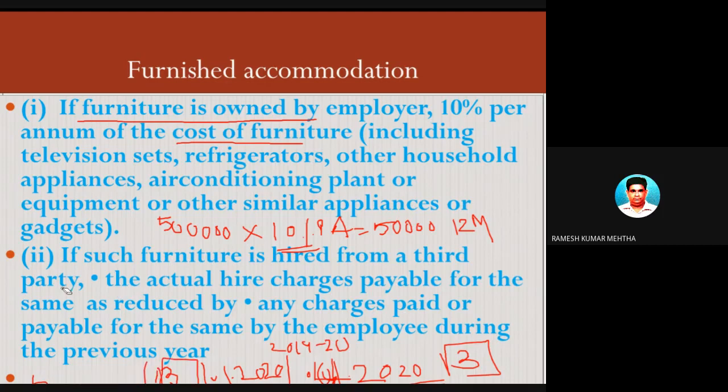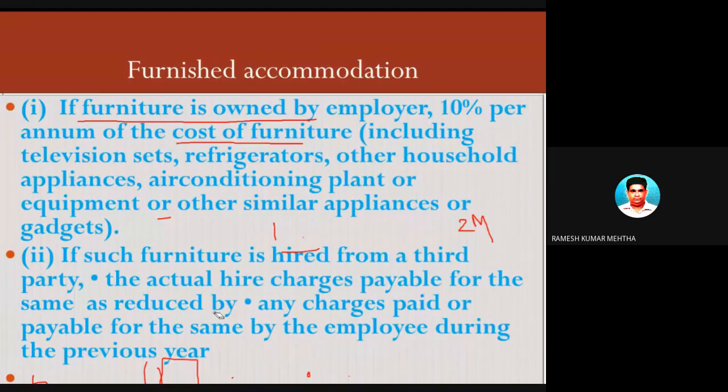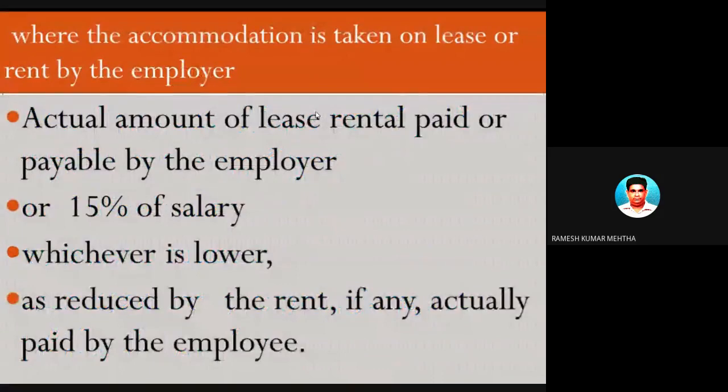Again, I will give you one more example. With that example, you will understand. Now, another example: if the same house with furniture is provided for only 2 months. So 5 lakhs. Just a moment. So if the furniture is provided by the employer to the employee and it was used for only 2 months during the year, then 5 lakhs into 2/12, you have to use it. So this is the way you have to calculate it. Next one is very important.